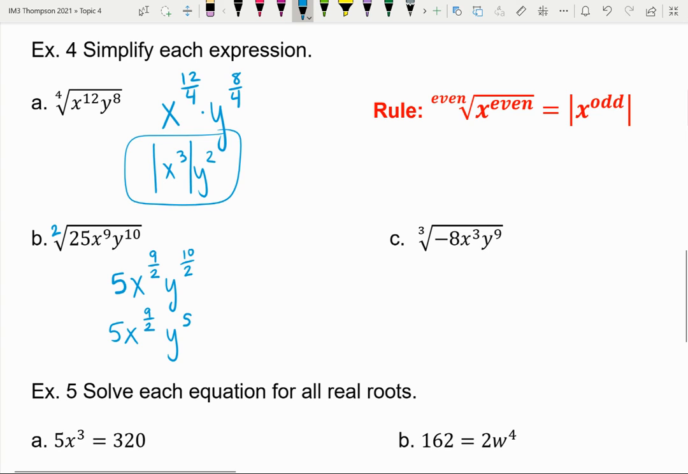Do I need to use my rule? Even root, even exponent, odd result. Even root, even exponent, nope. Even root, even exponent with a 10, and I get an odd result. That means I'm going to put just that base and that exponent in absolute value brackets. How are we feeling about this? Feel okay?